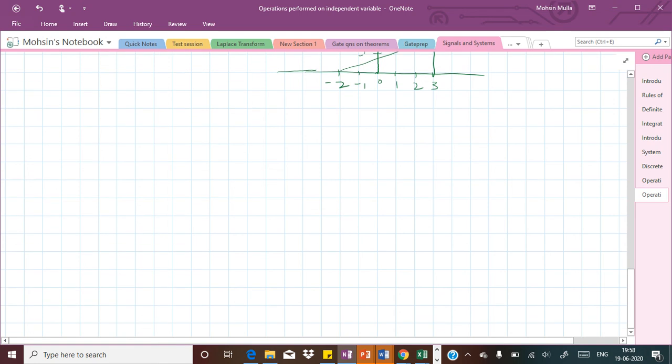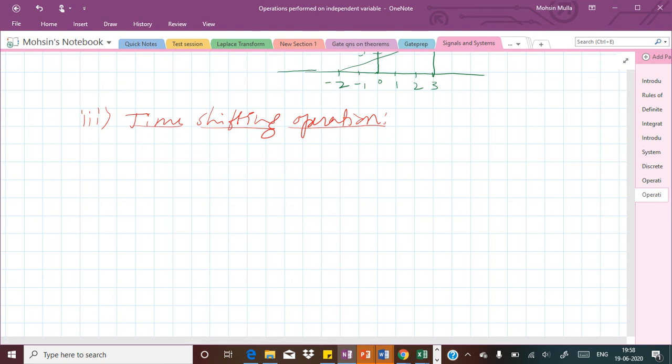Okay, so now let us take the last type, the third type of time operations, which is called the time shifting operation. Here shifting is basically to make a certain operation happen after a certain time period. Whatever needs to happen right now, we can make it happen after a certain time by giving a delay.